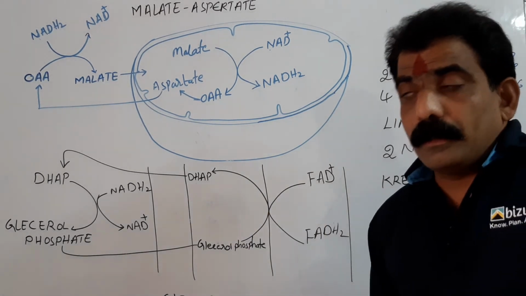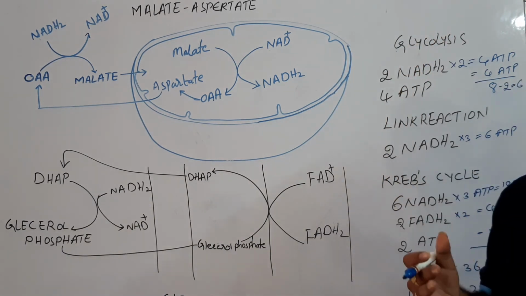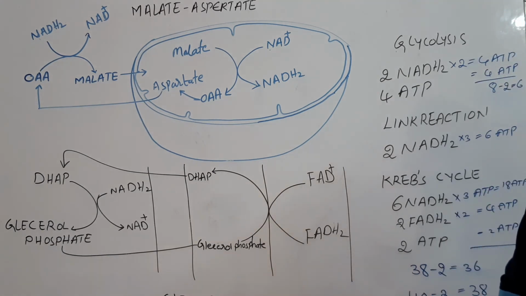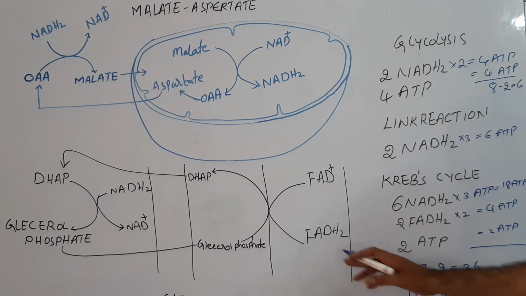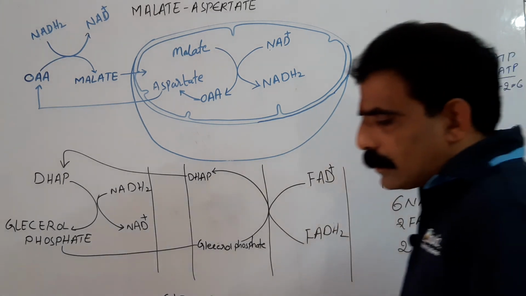The difference is in glycolysis. If it is the malate aspartate shuttle, 6 ATPs are formed from the cytosolic NADH2. If it is the glycerol phosphate shuttle, only 4 ATPs are formed from the cytosolic NADH2. Hence, the net gain differs, and the total number of ATPs also differs. The malate aspartate shuttle is highly efficient because the total is 40. But in the glycerol phosphate shuttle, only 38 are formed, which means it is less efficient.